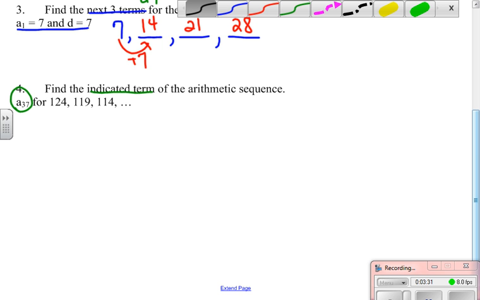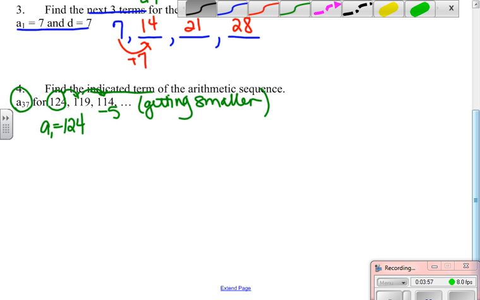So I want the 37th term. Well, I'm certainly not going to figure out all the terms between. So a sub 1 is 124. What's happening at each step here? It appears that I'm subtracting 5. My sequence is getting smaller. It's an important thing to note so that I know if my number's right or not. I should end up with a much smaller number than 124 when I get to the end.